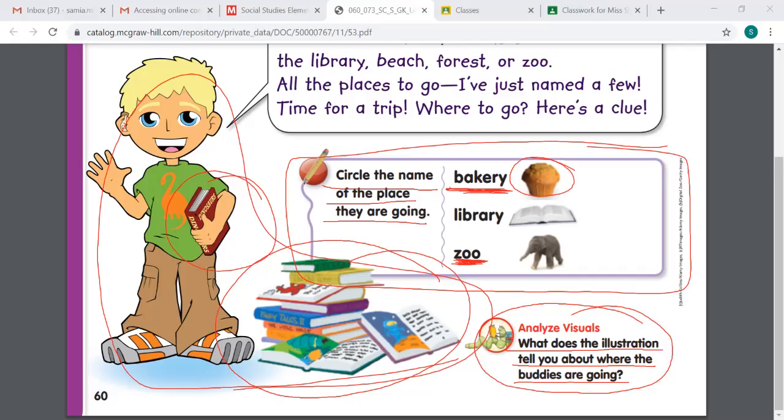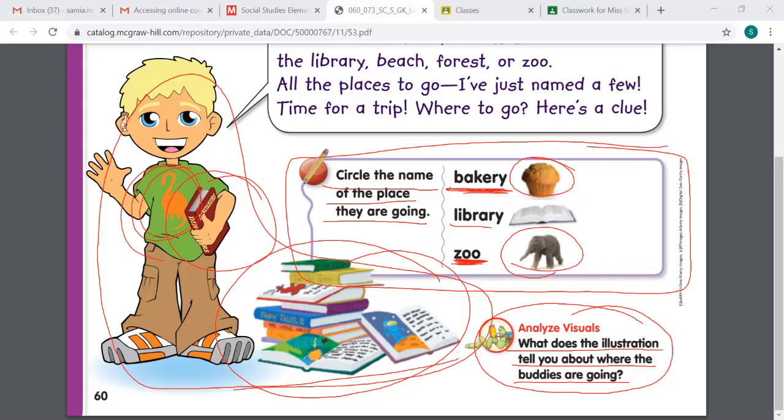Zoo. What's at the zoo? Well, here's an elephant. There are different kinds of animals at the zoo. Does this illustration give us a clue that the buddies are going to the zoo? No, I don't think so. I don't see any animals in the illustration. He has an animal on his shirt, a dinosaur, but I don't see any clues of animals.